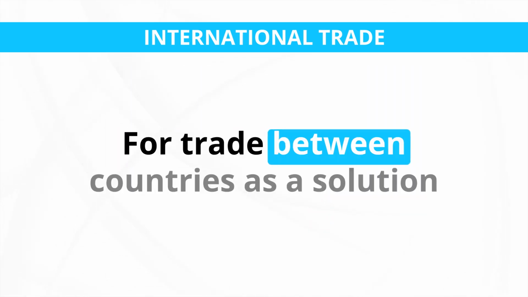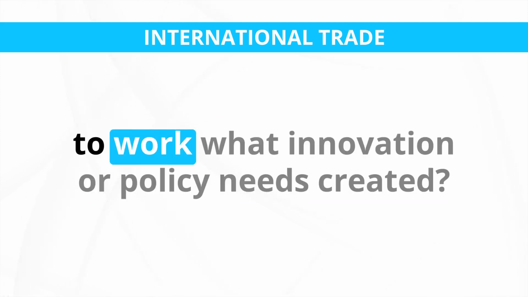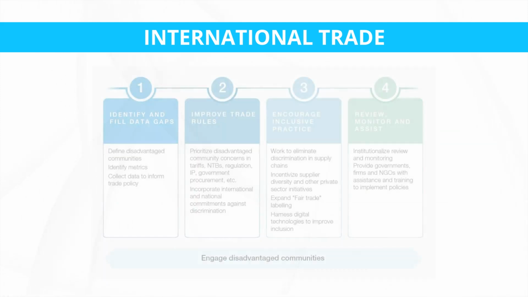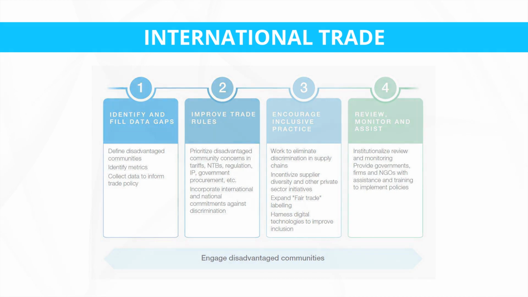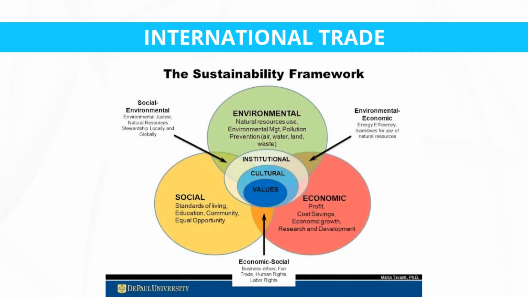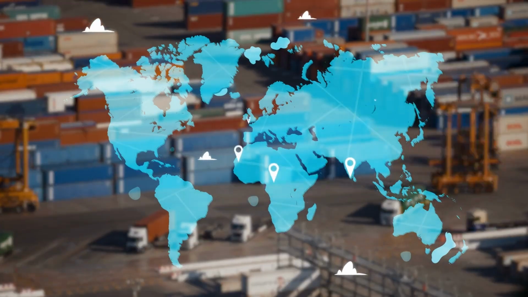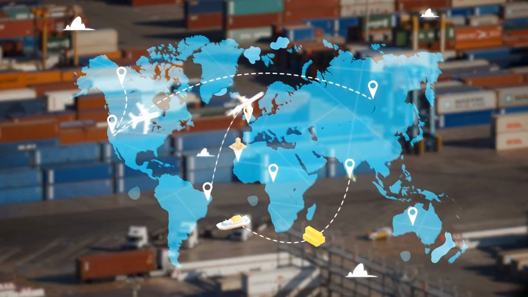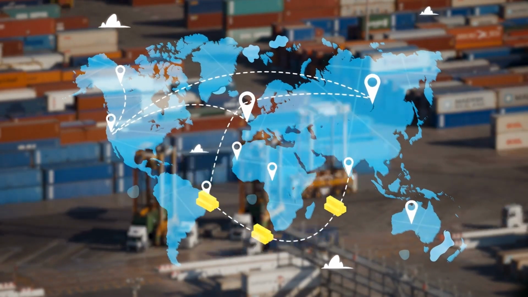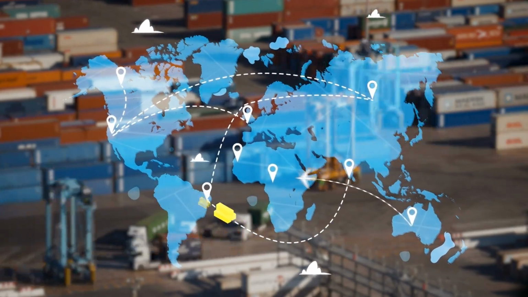For trade between countries as a solution to work, what innovation or policy needs to be created? Inclusive policies. Trade policies should be designed to ensure that the benefits of international trade reach all segments of society, including vulnerable populations. Environmental sustainability. Sustainable trade practices should be promoted to minimize the environmental impact and protect natural resources. Capacity building. Developing countries may require support in building infrastructure, improving governance, and enhancing their export capabilities to fully harness the potential benefits of trade.